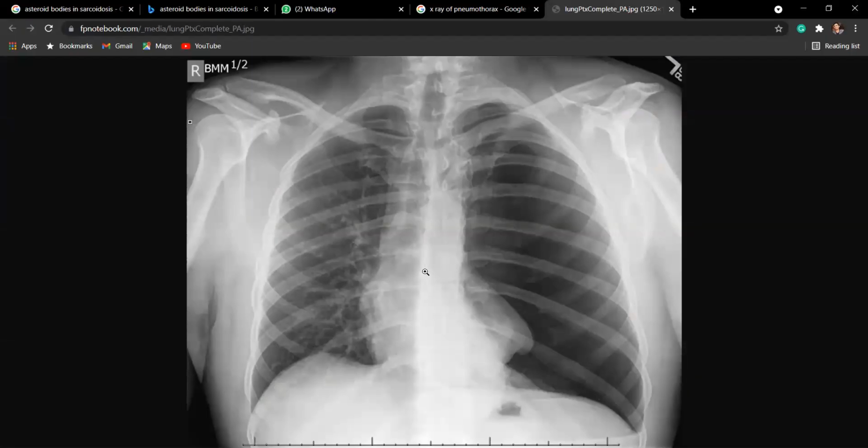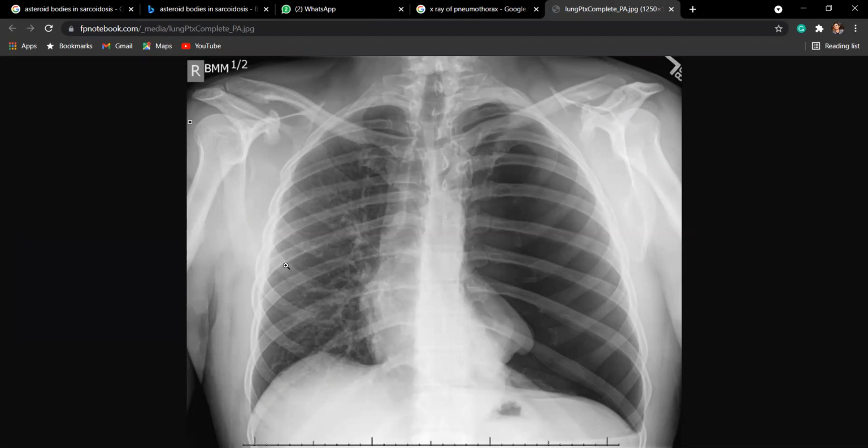Now look at this X-ray, and can anyone tell me which side of the lung has collapsed, or which side has a pneumothorax? Left side. Okay, now let's see what's happening.